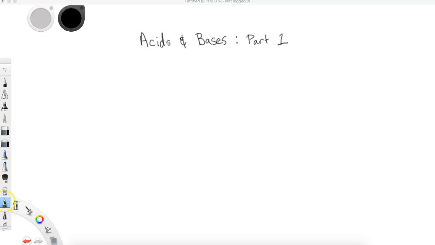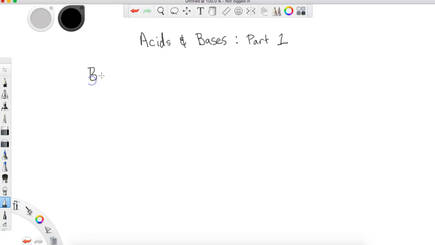To get started, when we were originally talking about acids and bases in General Chemistry 1, we dealt with the Arrhenius definition, which was very limited in scope. It said that any compound that would give off H+ in water, it had to be in water, would be considered an acid, and any compound that would give off OH- in water would be considered a base.